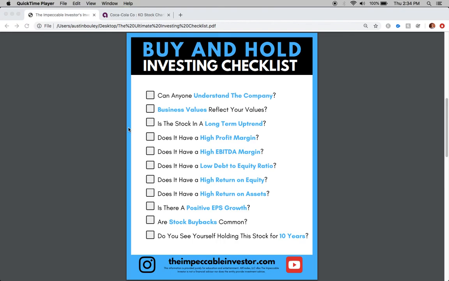Stock buybacks means that the company, insiders, people like the CEO, the boss, are they buying more of the stock? If a company is not buying more of their stock, that means that they simply don't believe in the company. You want them to be buying more, showing that they believe the company will do well.